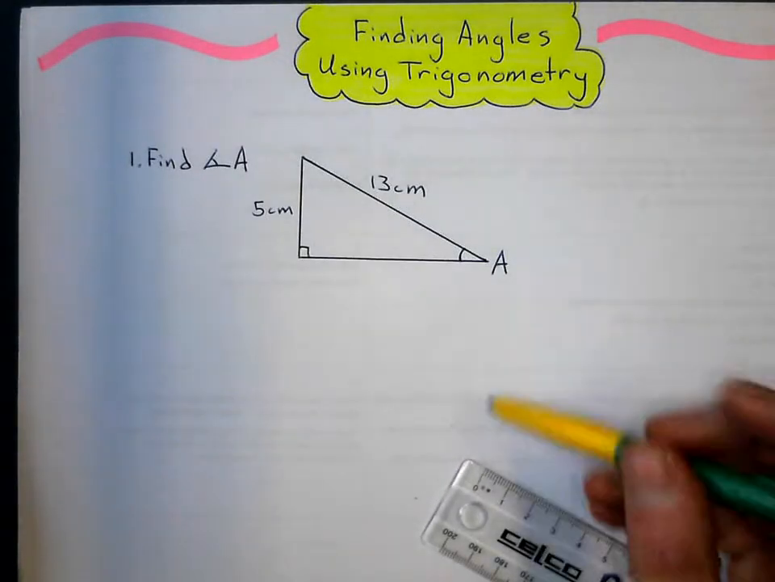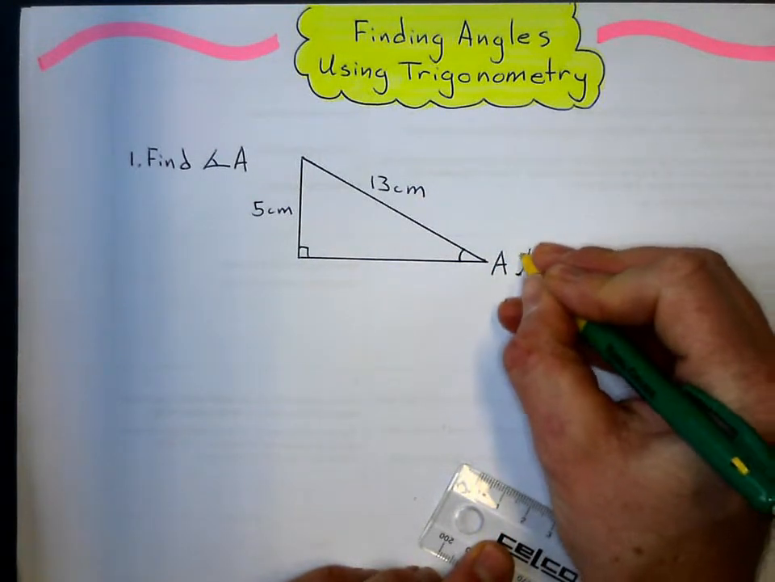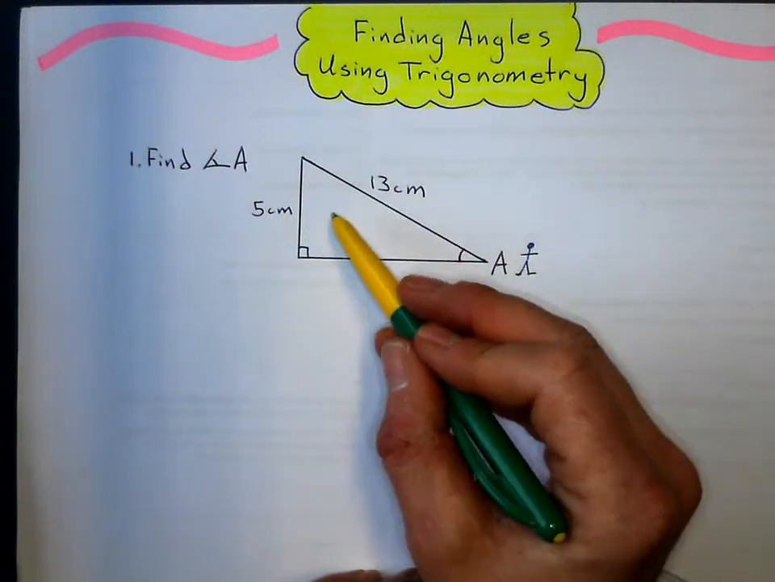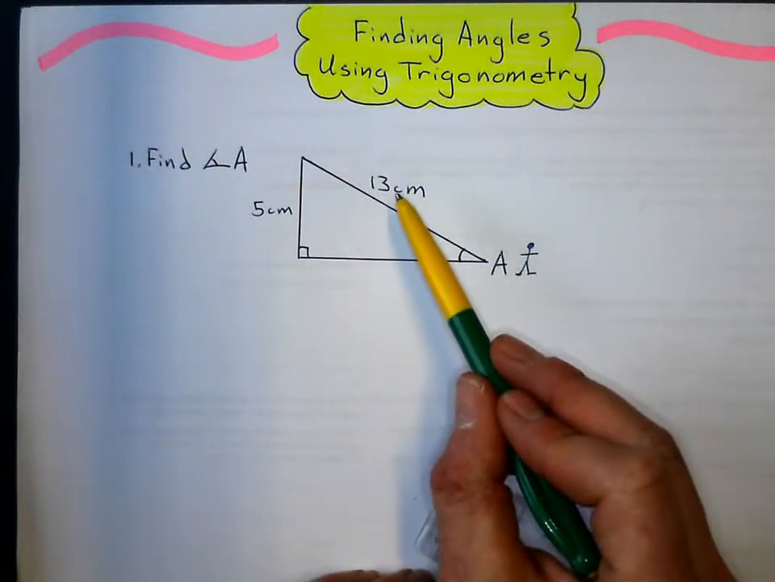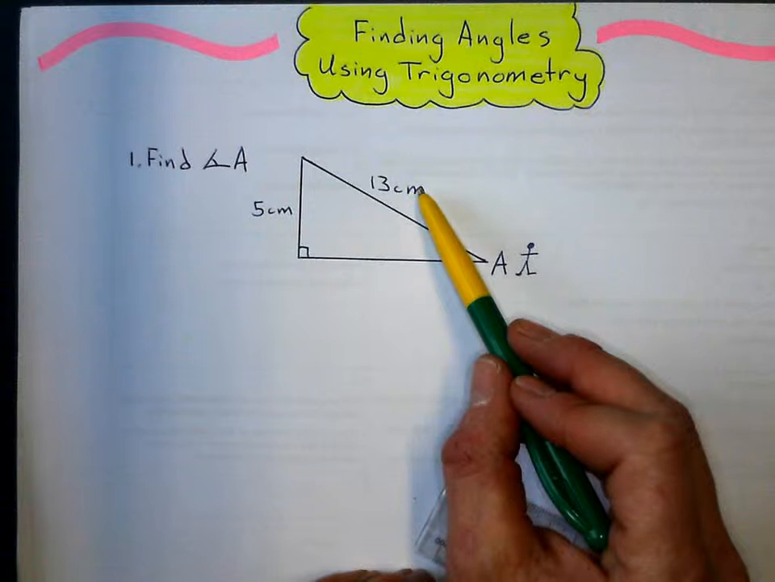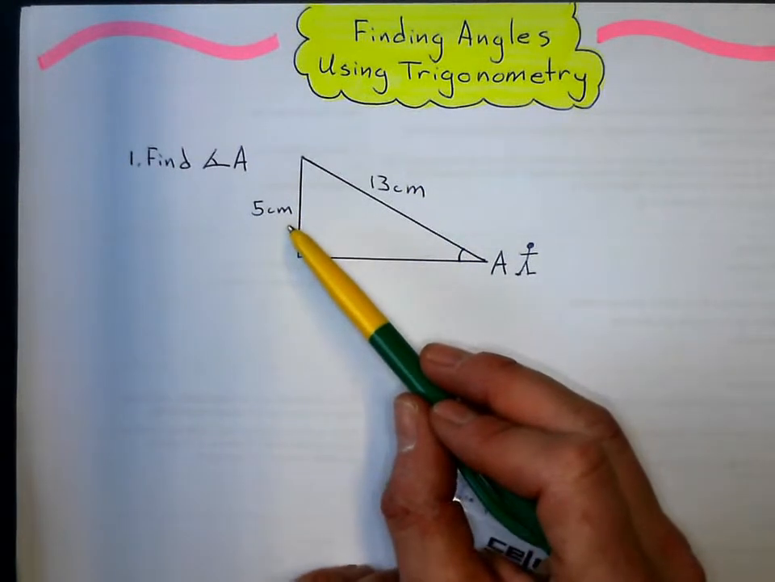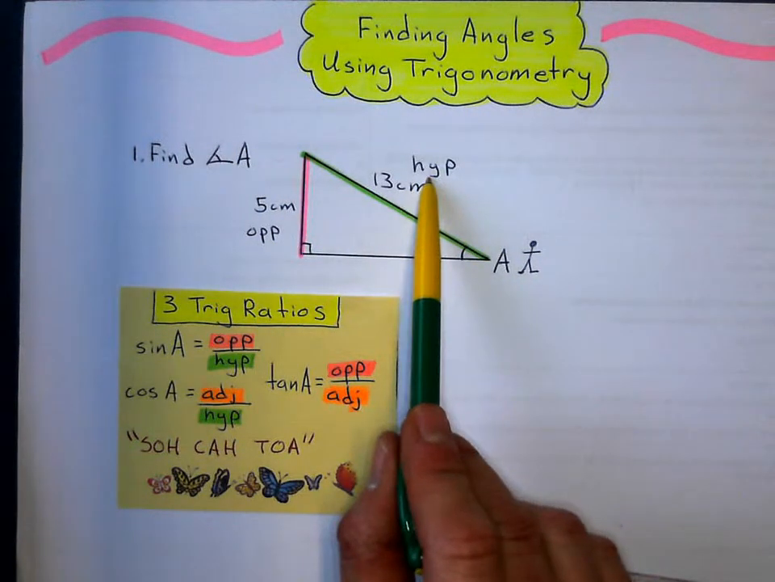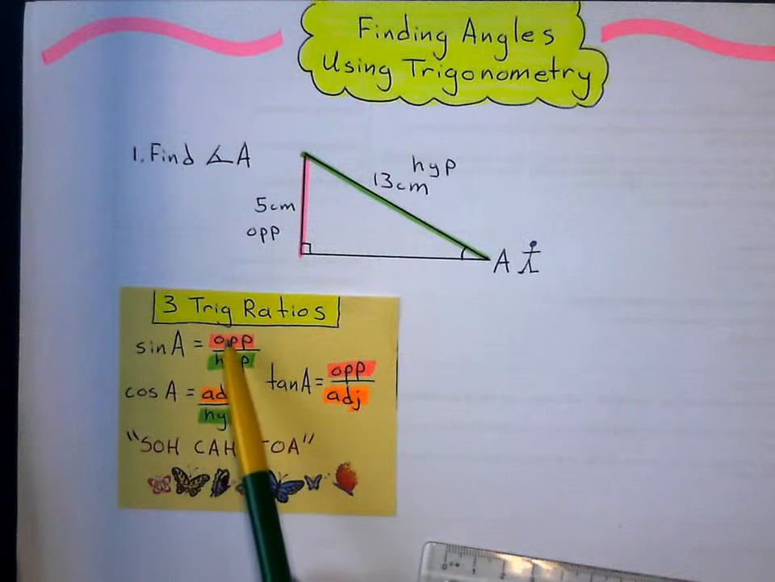The first thing I'm going to do is look at the perspective from the angle I want to figure out, which is this one right here. If I'm at angle A, I look at these two sides and label them either opposite, adjacent, or hypotenuse. 13 is the hypotenuse, because it's opposite the right angle, and the 5 is the opposite. So I label those. Because the two sides are opposite and hypotenuse, that tells me which trig ratio to use: opposite and hypotenuse is sine. The sine of angle A uses opposite and hypotenuse.